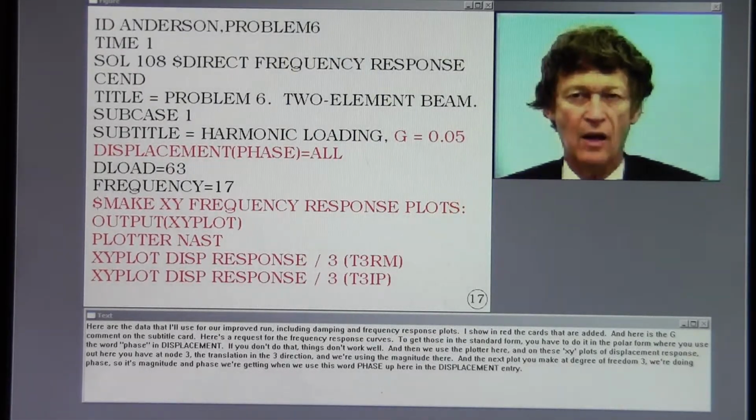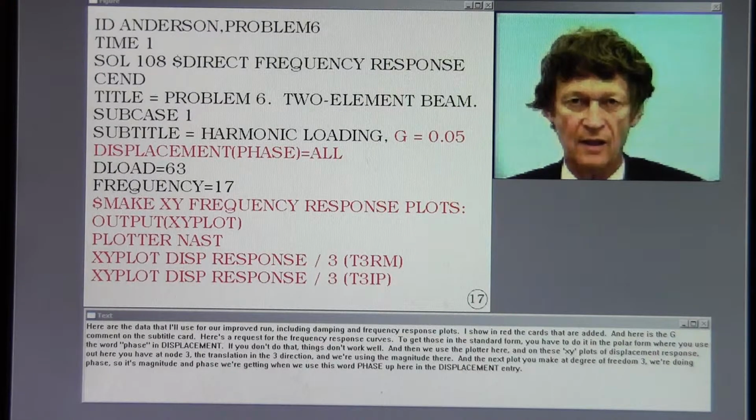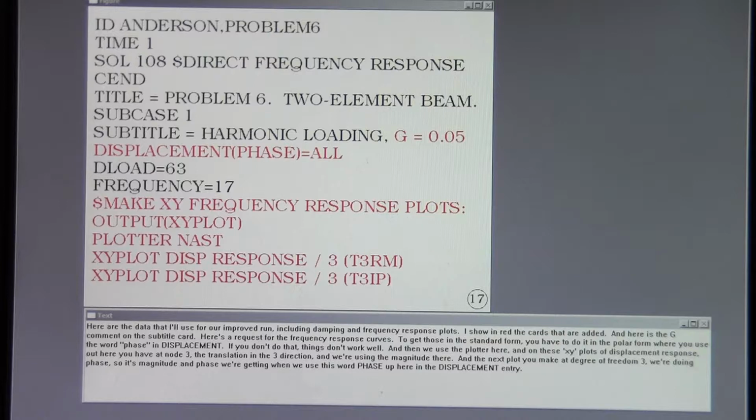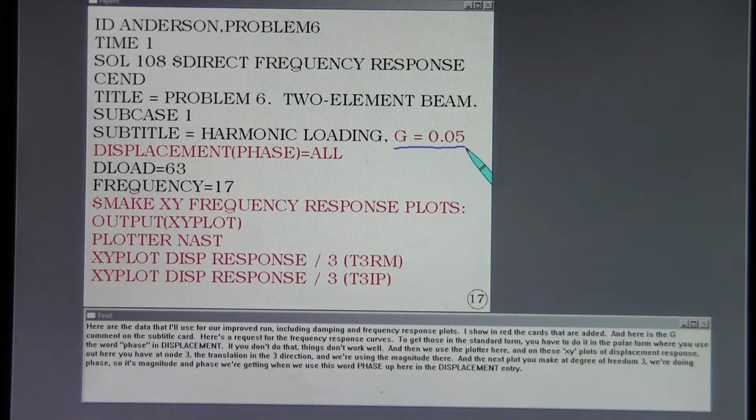Here are the data that I'll use for our improved run, including damping and frequency response plots. I show in red the cards that are added, and here is the G comment on the subtitle card. Here's a request for the frequency response curves. To get those in the standard form, you have to do it in the polar form, where you use the word phase in displacements. If you don't do that, things don't work well.